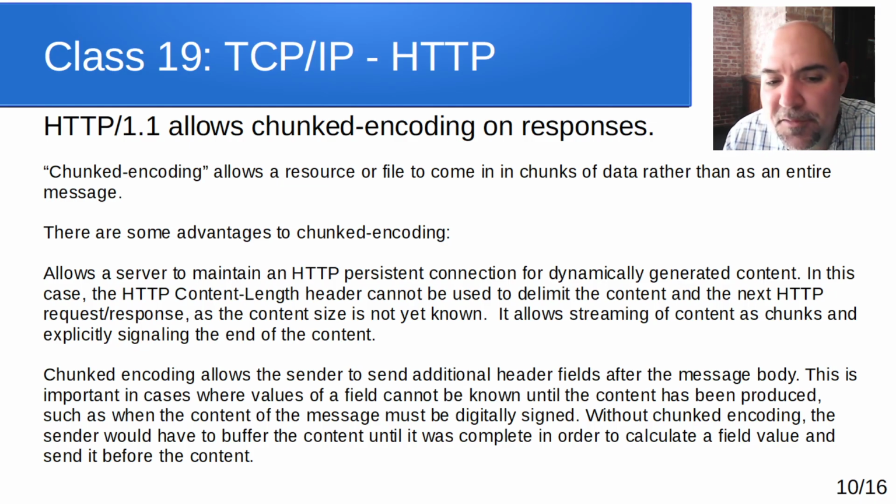Chunked encoding also allows the sender to send additional header fields after the message body. That could be important where the value of a field isn't known until the content's been dynamically produced. For example, if the content of the message has to be digitally signed, without chunked encoding the sender would have to buffer the content until it was complete, calculate the field value, and then send it and then send the content. This allows them to start sending the content, which could be dynamically generated, calculating some sort of check value, and then once the content is complete, say, okay, here's a check value that goes with that.